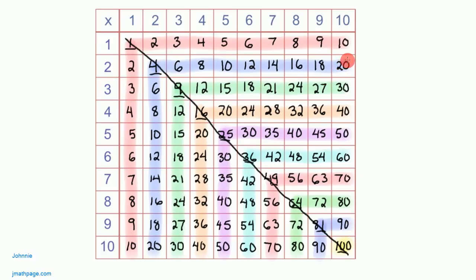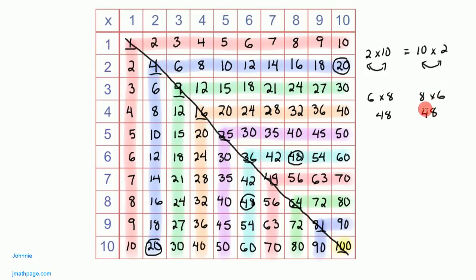And that works because we know that 2 times 10 is the same as 10 times 2. So we know that we can change the factors and we still end up with the same results. We know that 6 times 8 is 48. We also know that 8 times 6 is 48. And they equal each other, and so we know that they cross the mirror line.